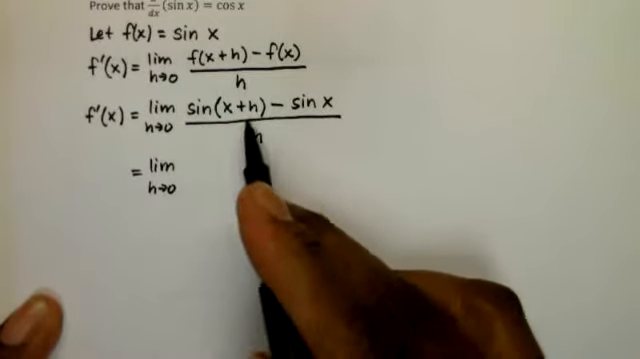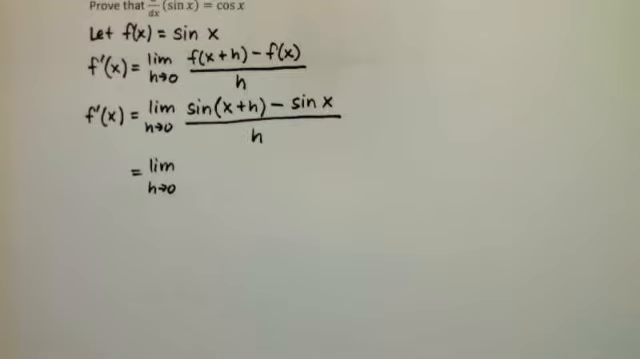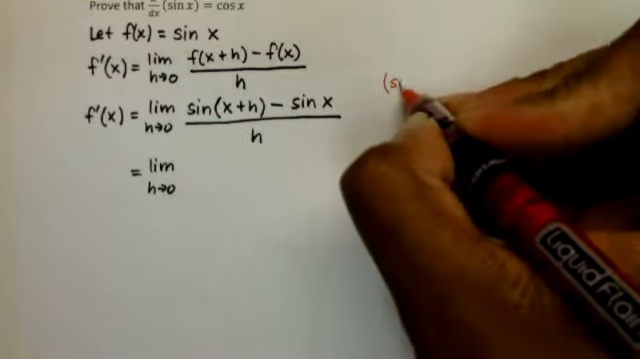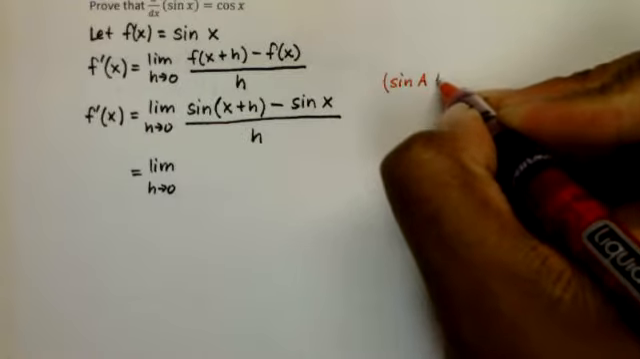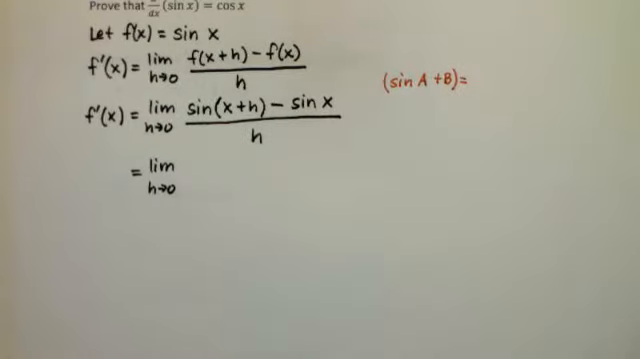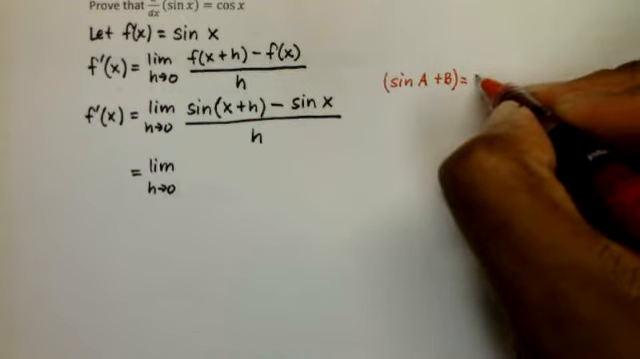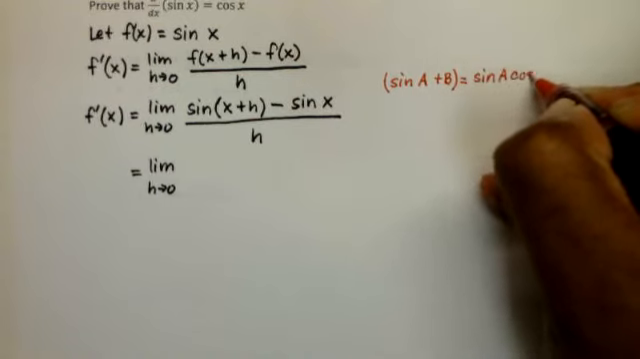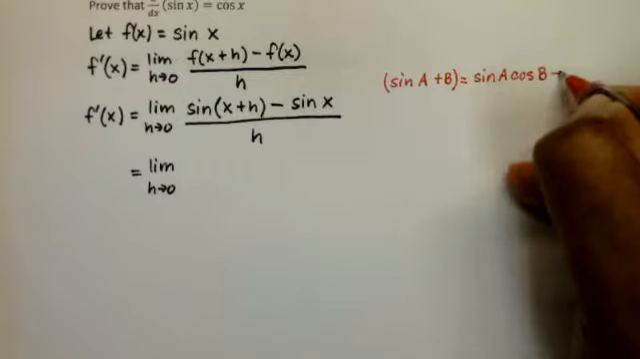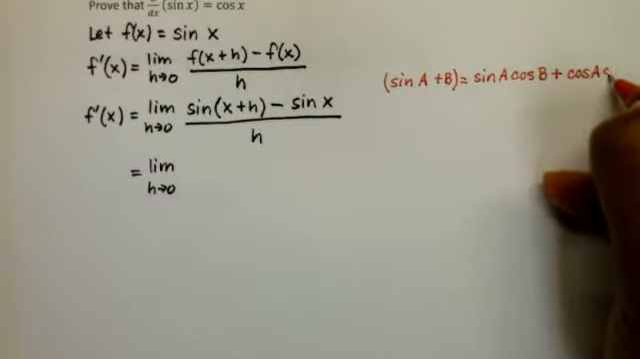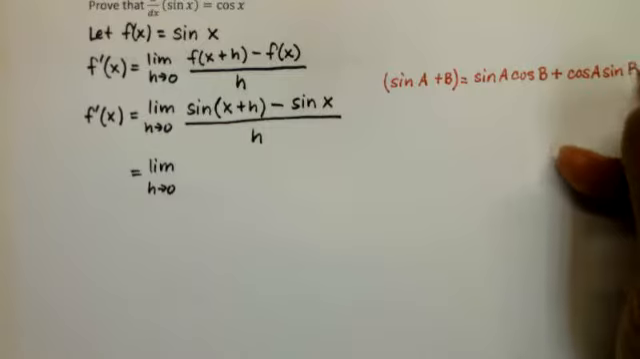Now, for this sine of x plus h, that's one of those sum and difference identities. So here, if you recall, if I have the sine of a plus b, that is going to be the same as this, the sine of a times the cosine of b, and then plus the cosine of a sine of b.